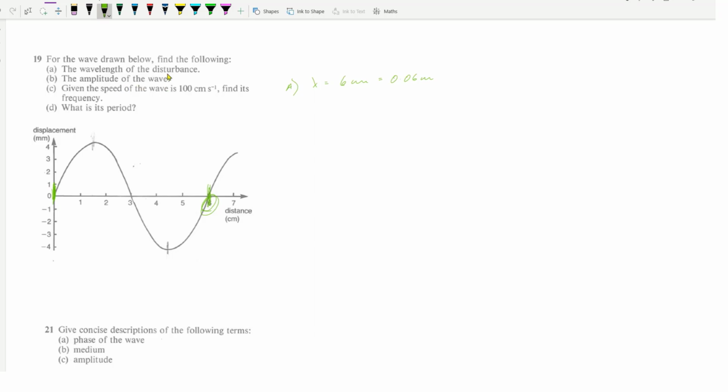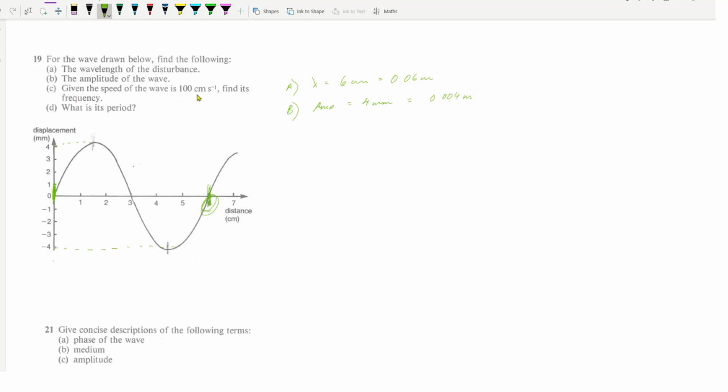What is the amplitude of the wave? So we'll just take that across here, being highly technical. So the amplitude, so I'm just going to put amplitude, is going to be equal to 4 millimeters, which is equal to 0.004 meters.